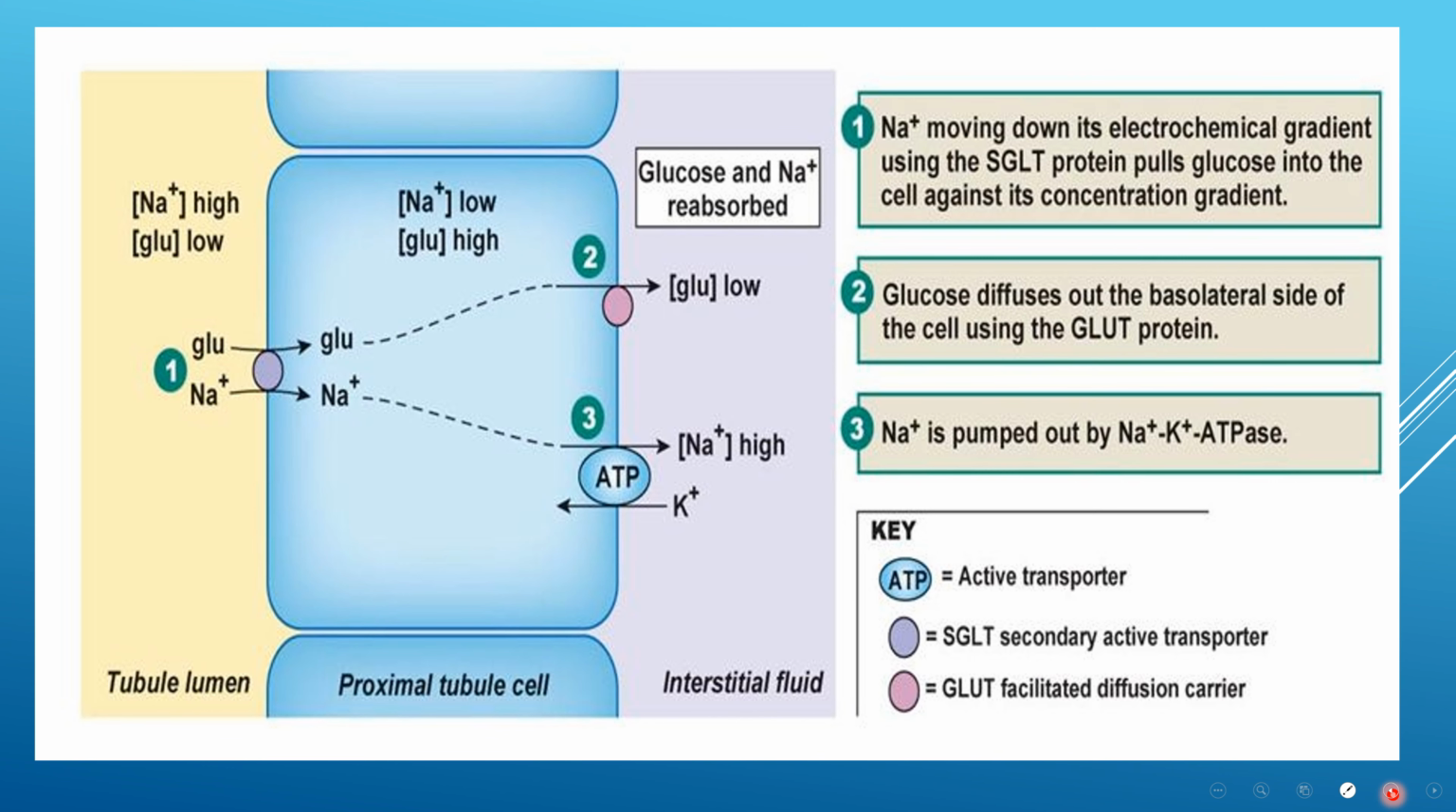As we mentioned, a good example of primary active transport is sodium. For secondary active transport, a good example is glucose and amino acids. Passive transport includes reabsorption of water by osmosis and of other molecules like urea and creatinine.